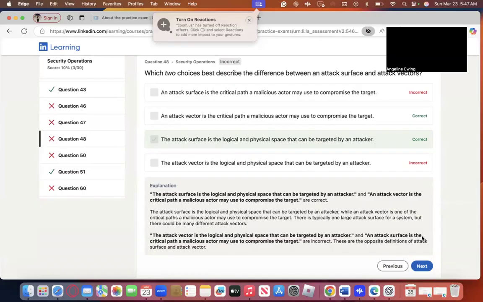The other incorrect answers are: the attack surface is the logical and physical space that can be targeted by the attacker, while the attack vector is one of the critical paths a malicious actor may use to compromise. This is typically one larger surface for a system, but there could be many different attack vectors.